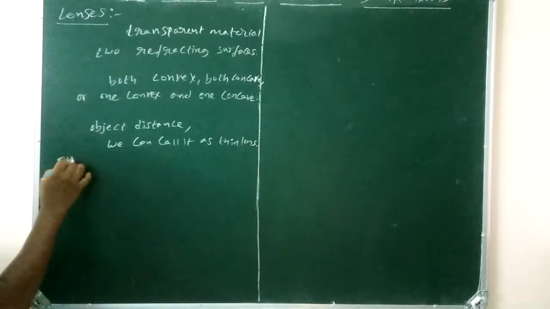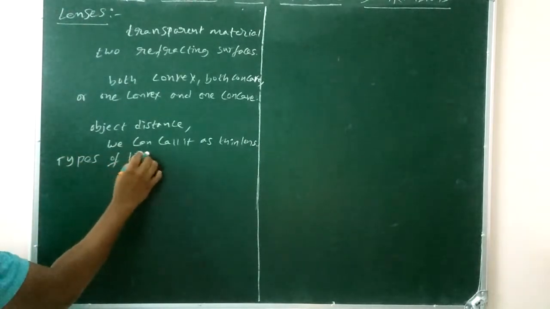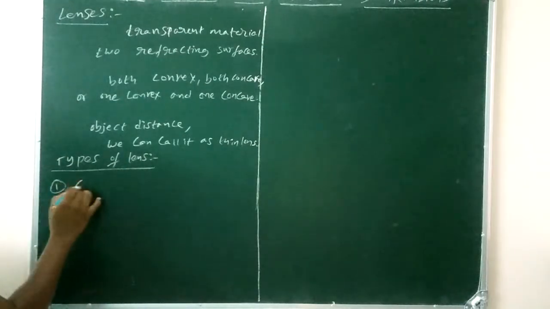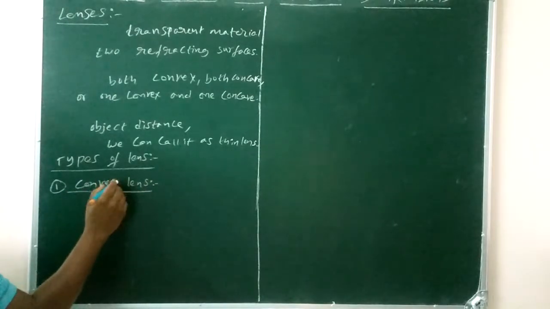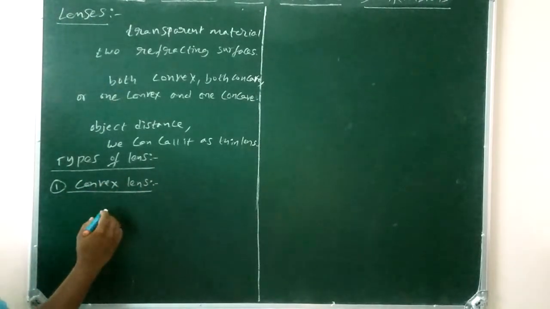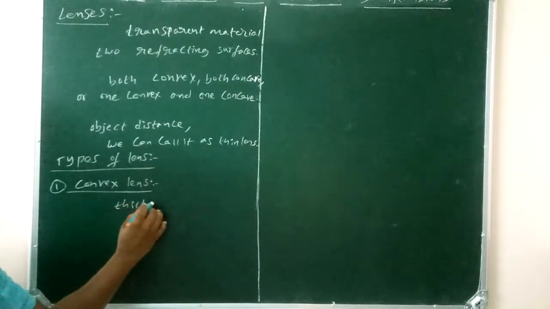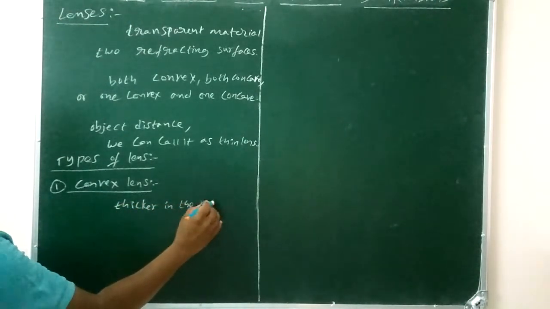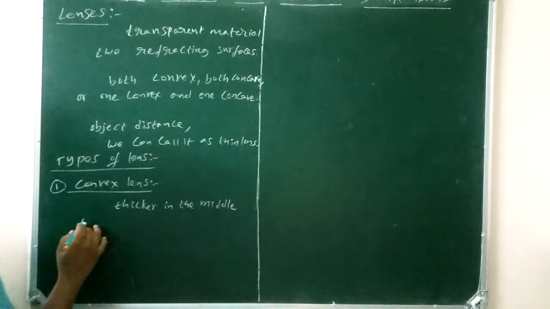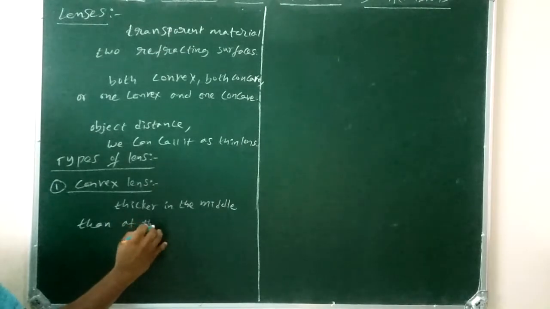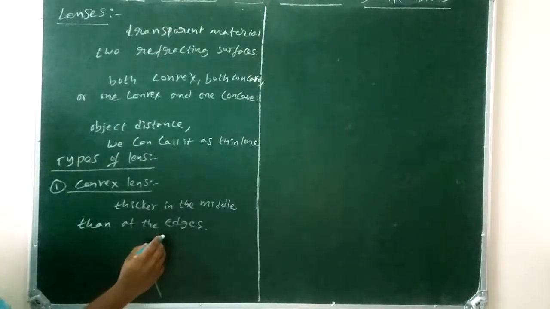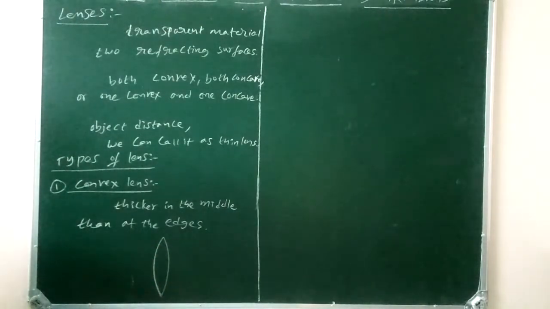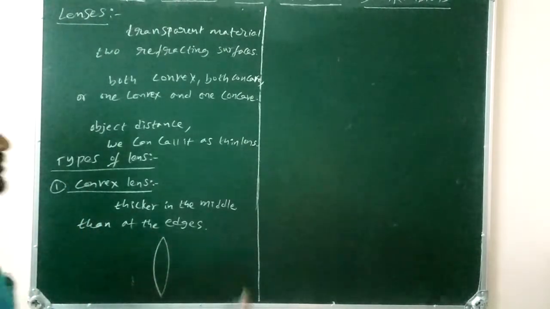Okay, types of lens. First one is convex lens. A lens which is thicker in the middle than at the edges, we can call it a convex lens. Okay, this is the diagram for a convex lens.